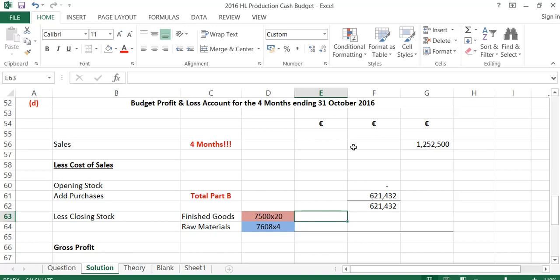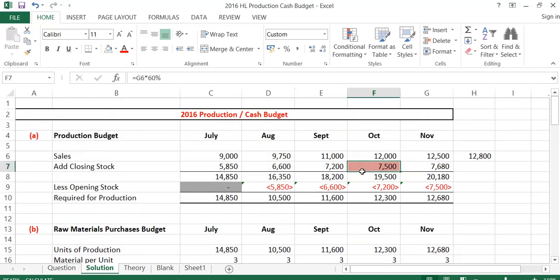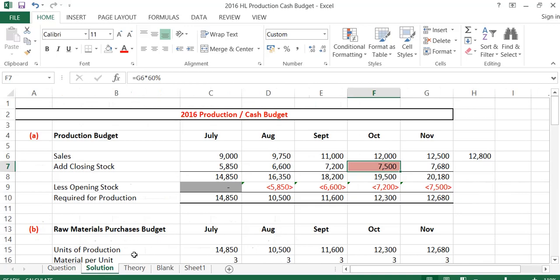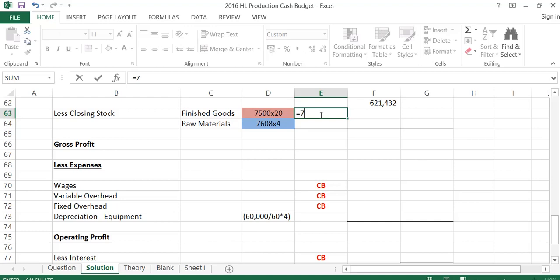So for the finished goods, again you have to be careful that we're talking about the end of October. So if I look above here in part A is where I'm dealing with the finished goods or the units. At the end of October, my closing stock, so if I go across from closing stock and down from October, at the end of October I had 7,500 units. And in the question, it tells me that the budgeted cost was €20 per unit. So for my closing stock, for finished goods, it's going to be 7,500 units by €20 per unit.